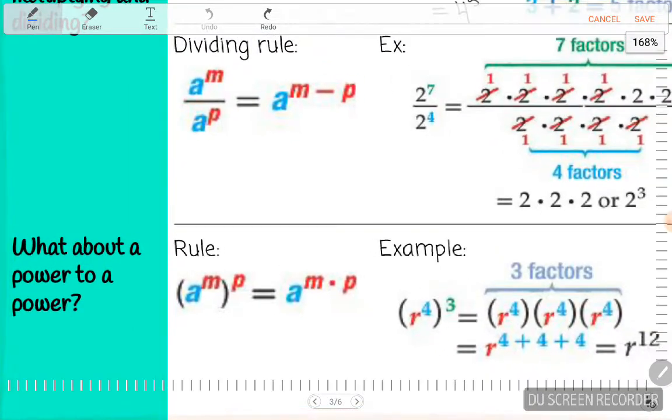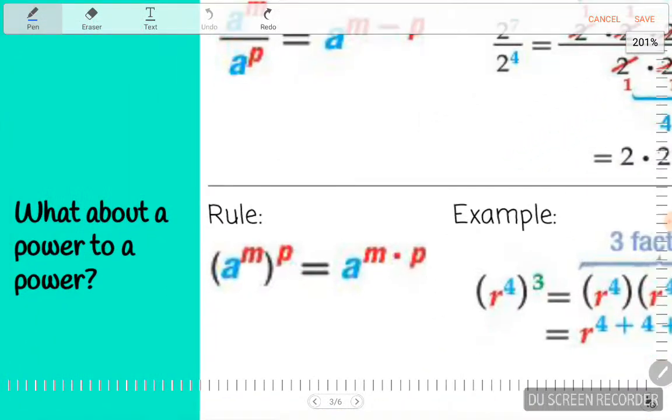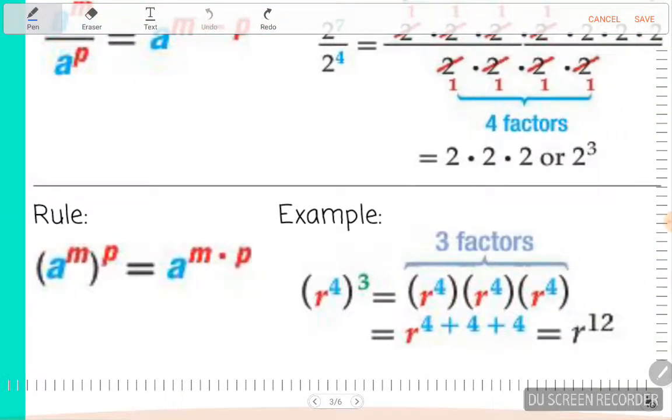Okay, final rule on this slide says what about a power to a power? So if I have an exponent and then that's being raised to another exponent, I have to follow this rule, which says if I have a power to a power, we multiply. Okay, and here's kind of an example showing why. Let's say I have r to the fourth, then raised to the third power.